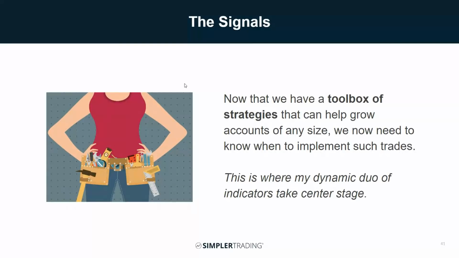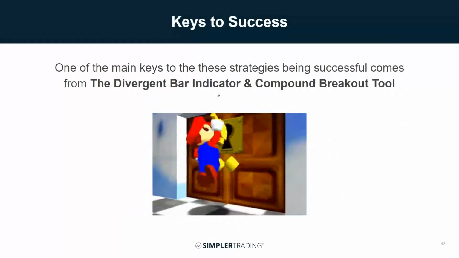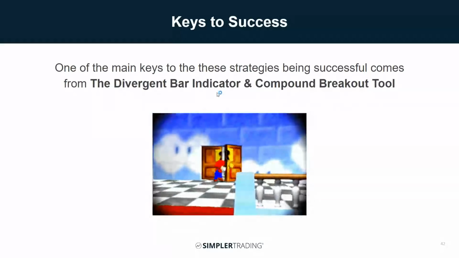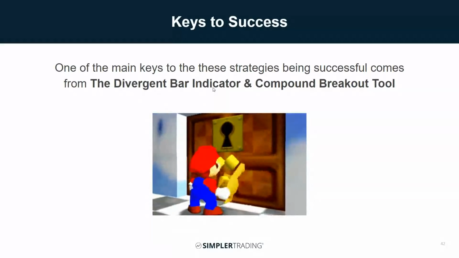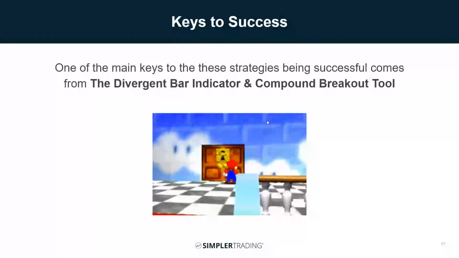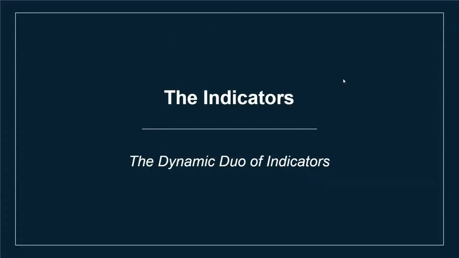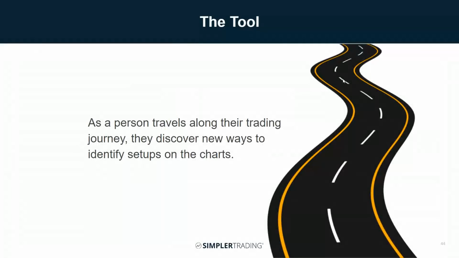So now that we have a toolbox of strategies that can help grow accounts of any size, we now need to know when to implement such strategies. And this is where my dynamic duo of indicators takes center stage. So one of the main keys to these strategies being so successful comes from the divergent bar indicator and the compound breakout tool. So just a little bit about my dynamic duo.